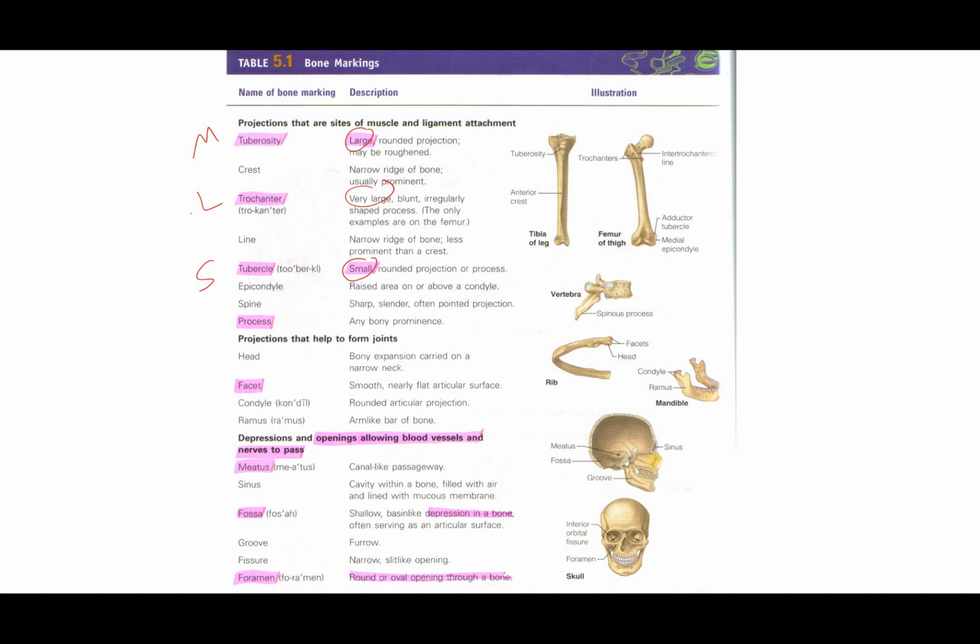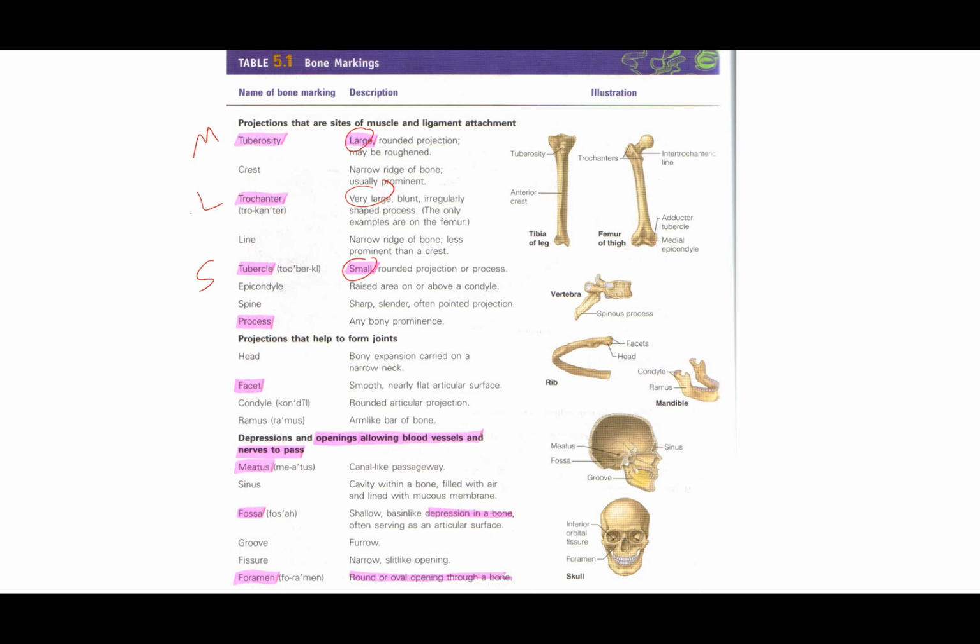A fossa is a shallow, basin-like depression in bone. The iliac fossa is a nice example. I shouldn't use the word groove; it's a hollow, shallow depression. A really good one is in the iliac area, so the iliac fossa. Okay, a groove is a furrow. So we do have a mandibular groove here. Keep in mind, arteries, veins, and nerves like to rest in grooves.